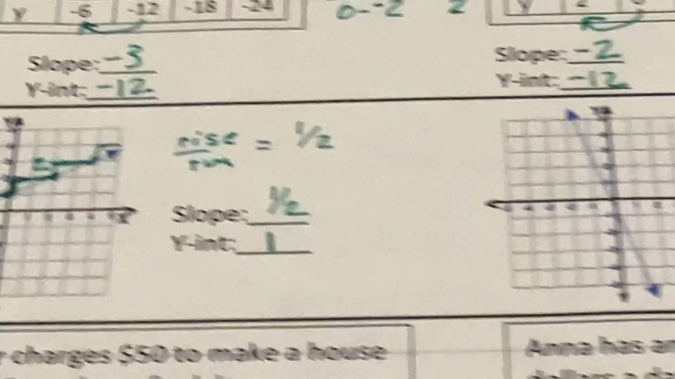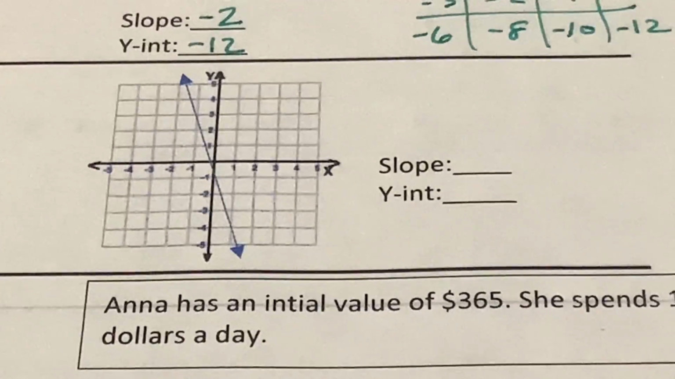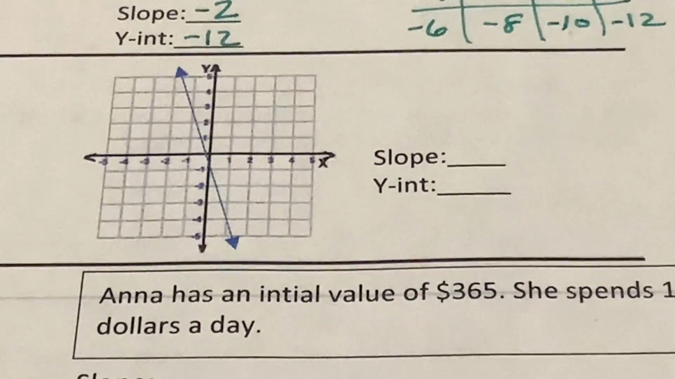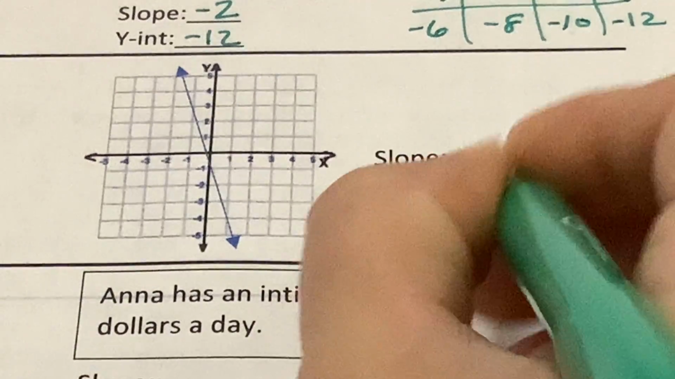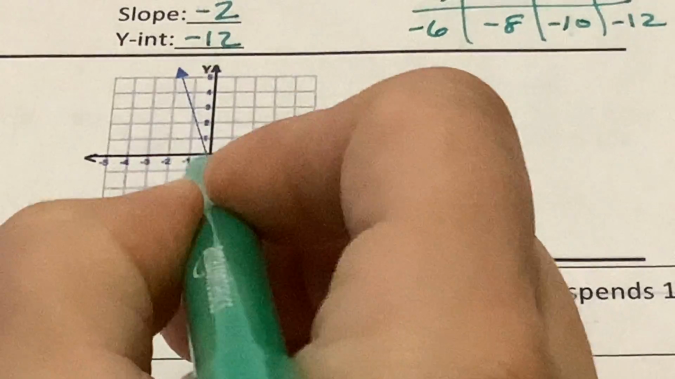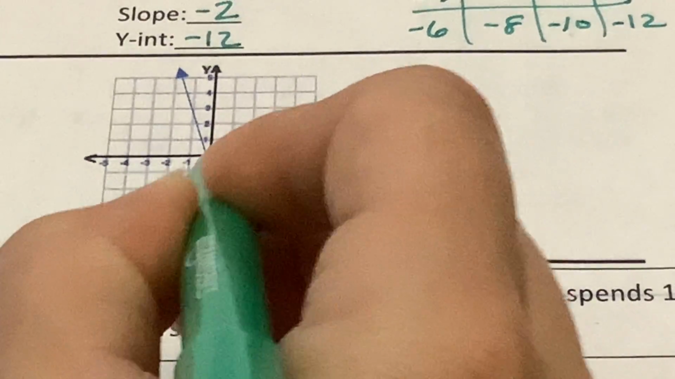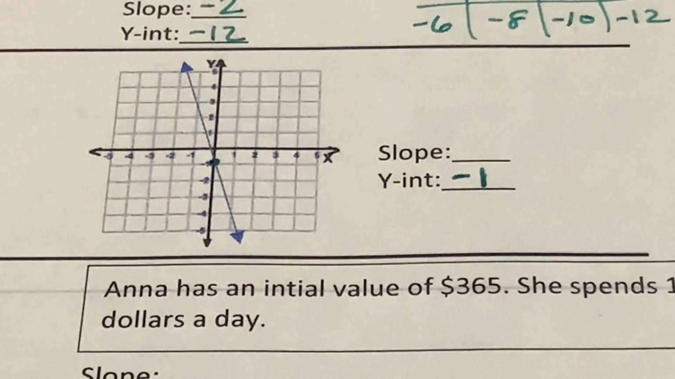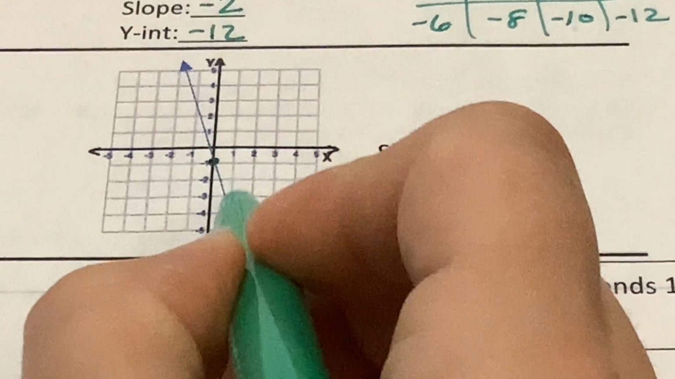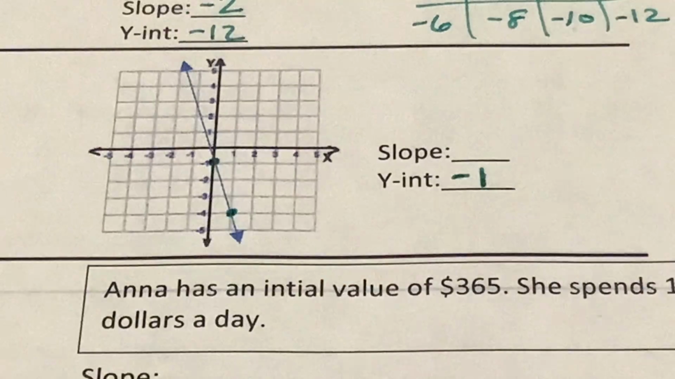All right, looking at the next graph. What is the y-intercept here? Negative 1. Okay. And where's our next whole number point going to be? 1, negative 4. Okay, so 1, negative 4 is right here, crosses exactly.